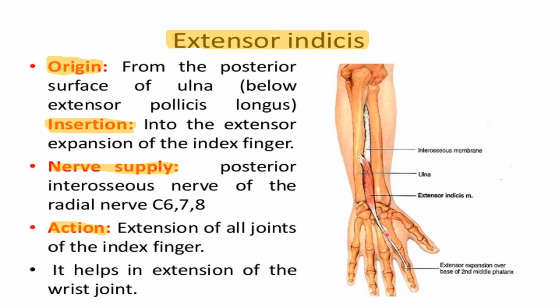Okay, one important point you have to remember is that this extensor indicis works independently on the index finger, in that it may act alone or together with the extensor digitorum to extend the index finger at the proximal interphalangeal joint. So this extensor indicis is attached on the index finger, while the extensor digitorum, which we studied previously, is attached on the medial four digits. So extensor indicis also works alone or along with the extensor digitorum to extend the index finger at the proximal interphalangeal joint.